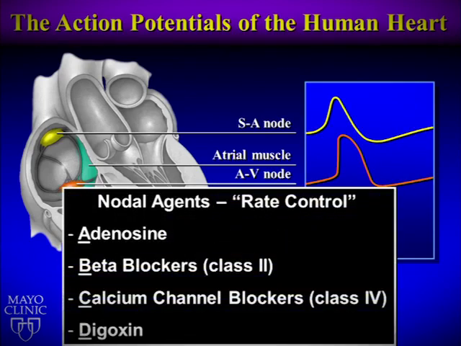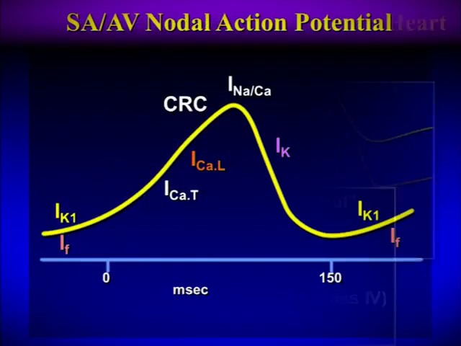Now, of course, when we think of, in cardiology, our pharmacology of the nodal agents for rate control, we think of adenosine, beta blockers, calcium channel blockers, and digoxin. I'll just have a couple of pearls, if you will, on adenosine. But here's the nodal action potential. It is less negative than the myocyte one.